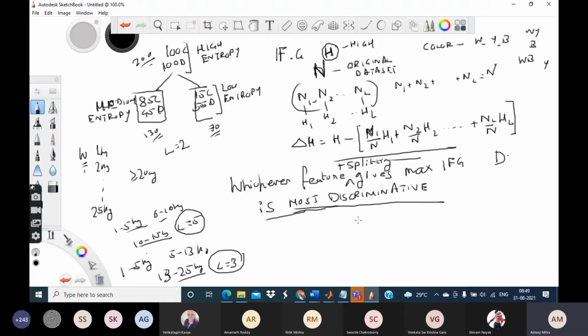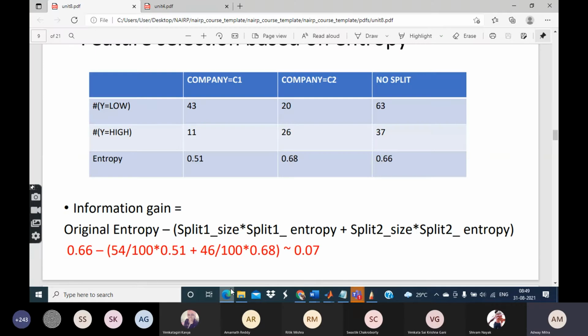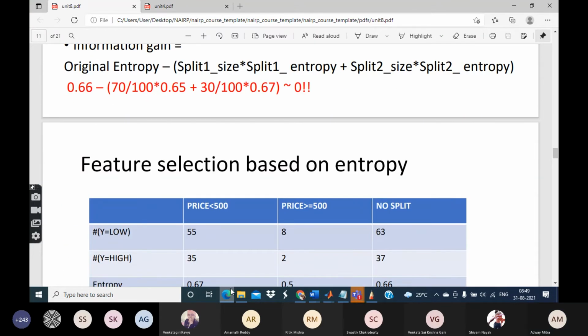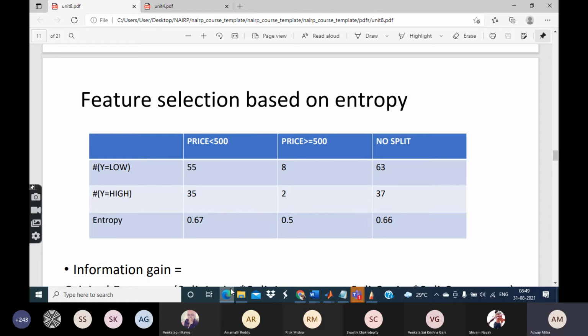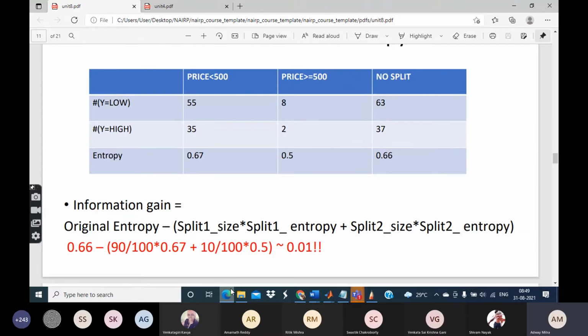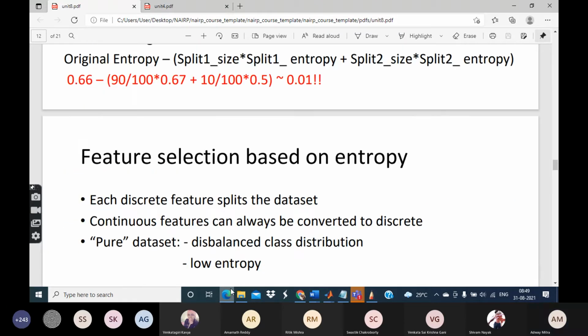Now, so what is the algorithm of the classification? The classification algorithm is nothing but: take the data set, evaluate the initial entropy, explore the different features and the splits, find the one which gives us the best entropy, the best information gain, and then choose that feature and that split as the basis of your classification.